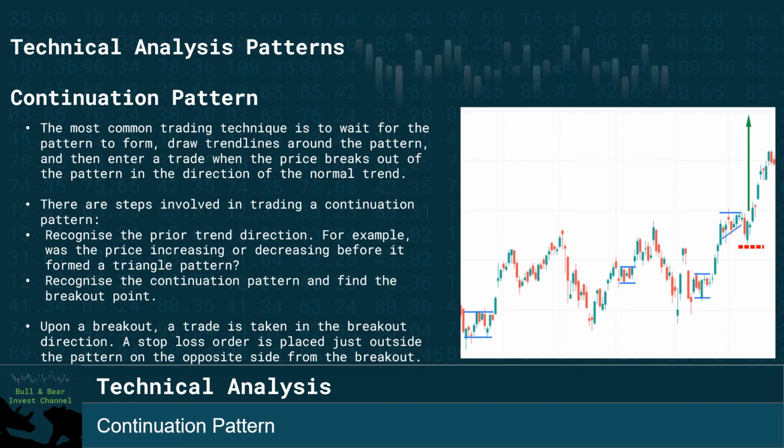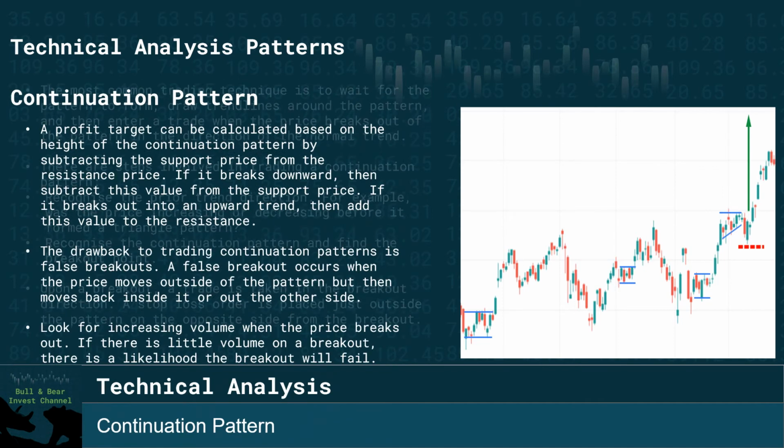Upon a breakout, a trade is taken in the breakout direction. A stop loss is placed just outside the pattern on the opposite side of the breakout. A profit target can be calculated based on the height of the continuation pattern by subtracting the support price from the resistance price. If it breaks downward, then subtract the value from the support price. If it breaks out into an upward trend, then add this value to the resistance.